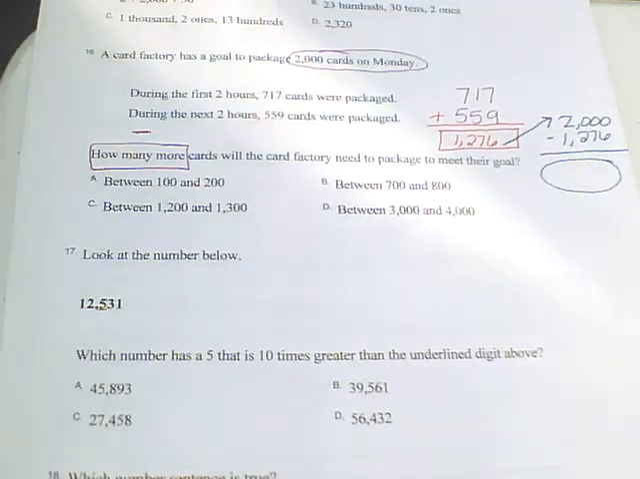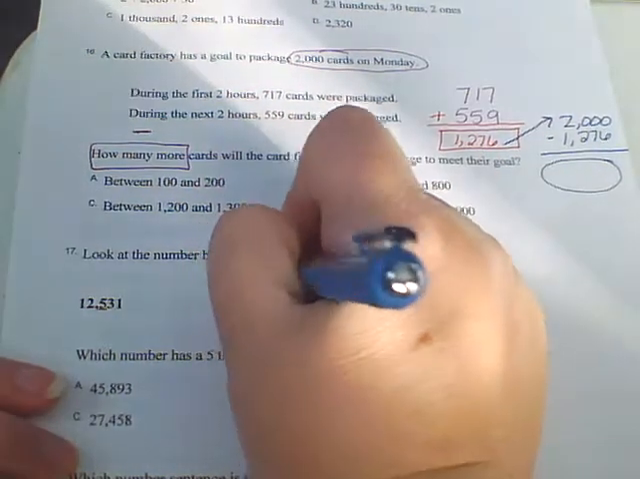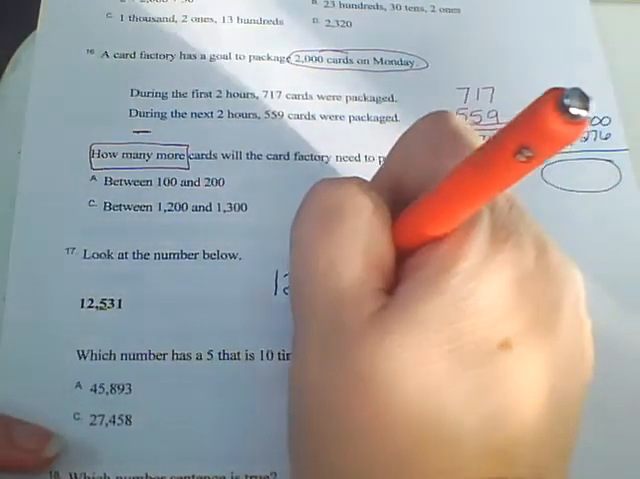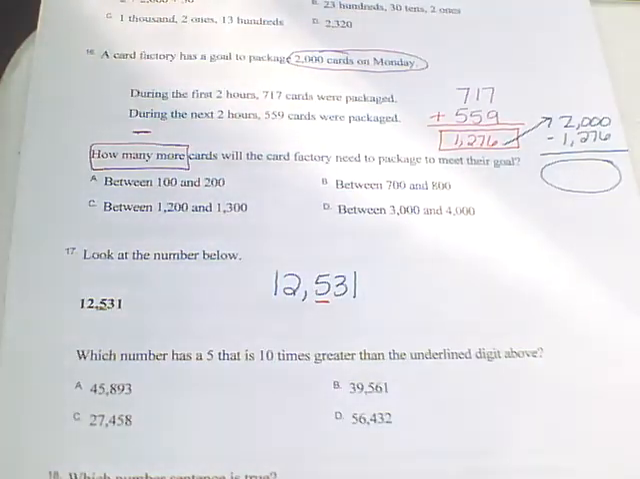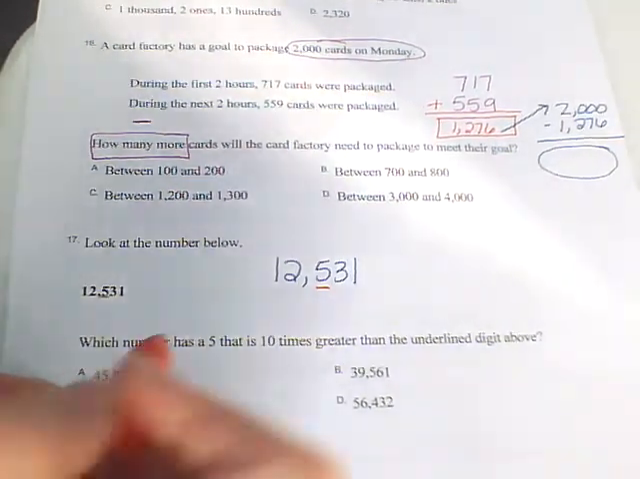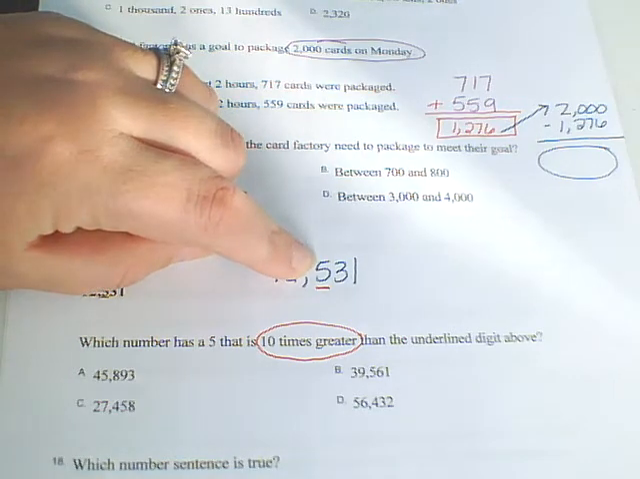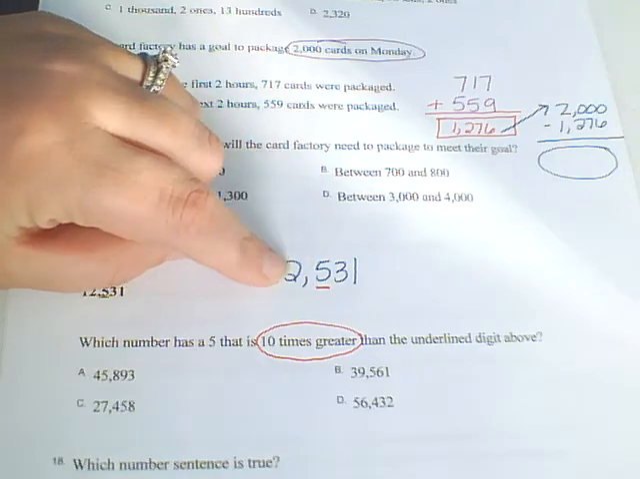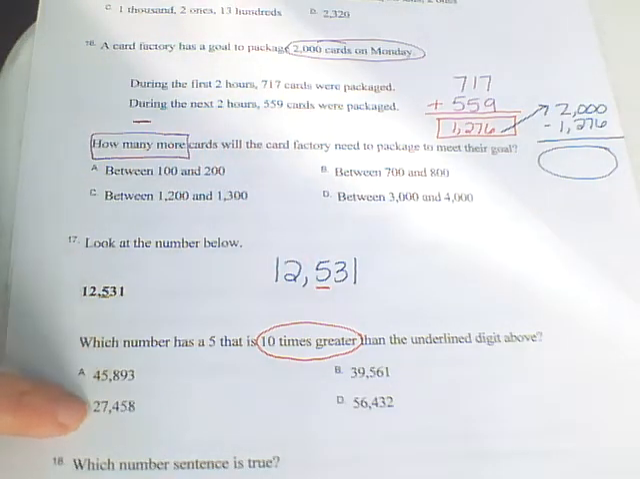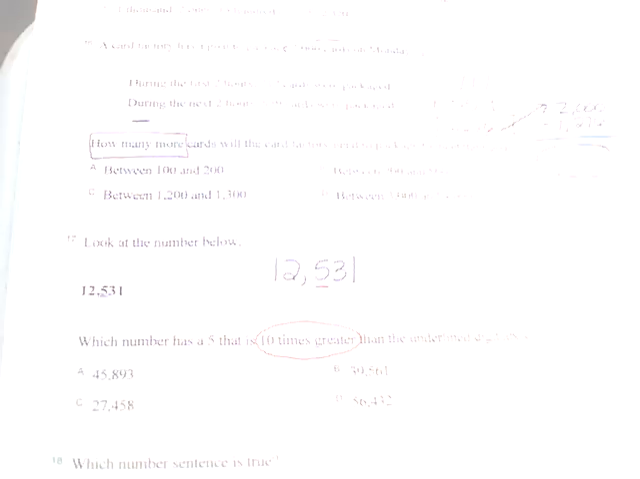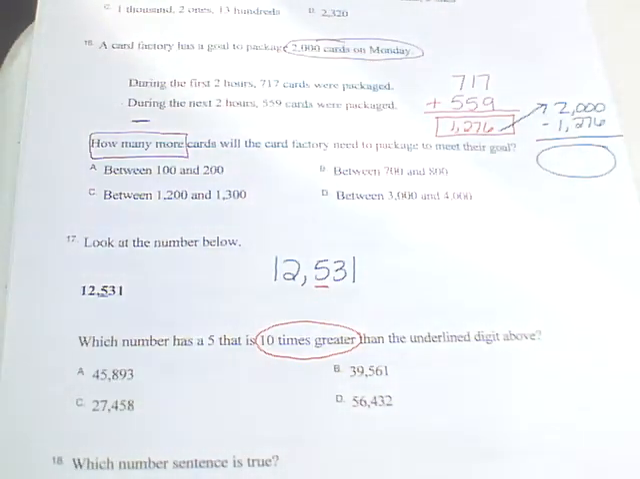Number 17. Look at the number below. It is 12,531, and we're looking at the 5. Which number down here has a 5 that is 10 times greater than the underlined digit? Well, if this 5 is in the hundreds place and we're looking for something 10 times greater, we need to find a 5 that's in the thousands place. So you're going to have to look at each one of these answer choices to figure out which 5 is in the thousands place.